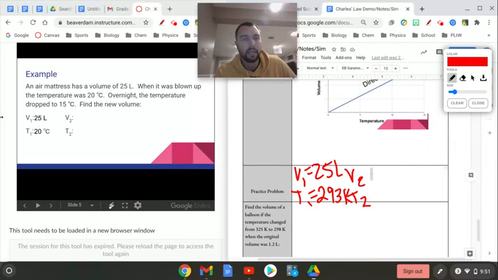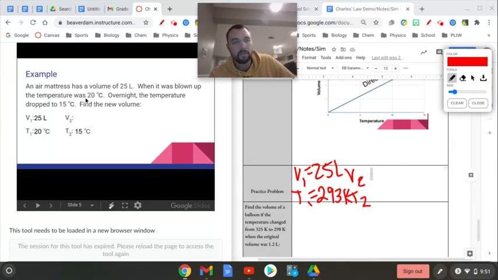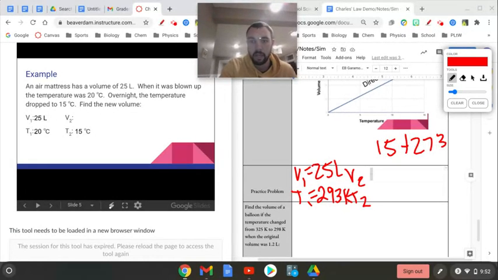All right, let's look at volume 2. Oh, sorry, I didn't read the question. I should have read the question. All right, overnight, the temperature dropped to 15 degrees Celsius. So now temperature 2 is 15 plus 273 to make sure everything is in Kelvin. And so we get temperature 2 to equal 288 Kelvin. Find the new volume.